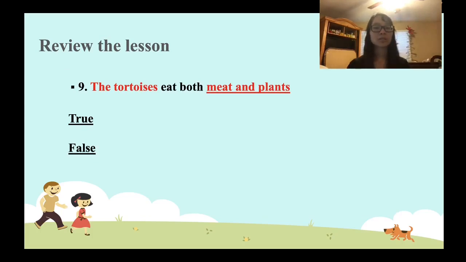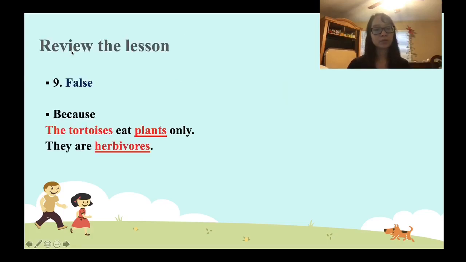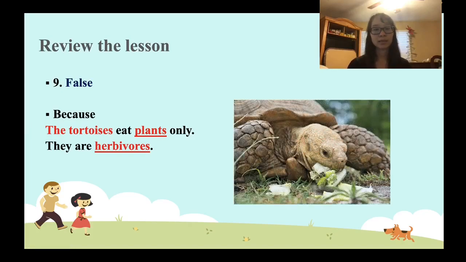The tortoise eats both meat and plants. No, because the tortoises are herbivores. So they eat only plants. Yeah, herbivores, animals that eat only plants.